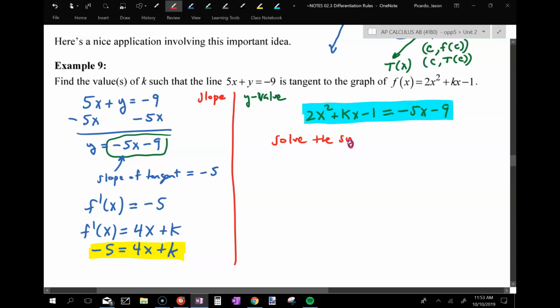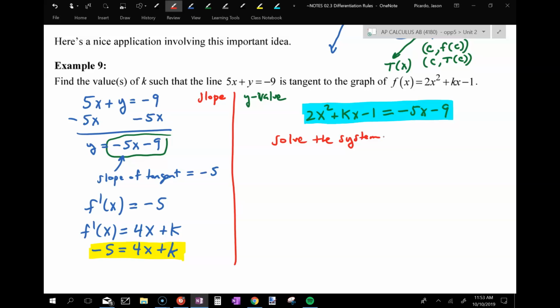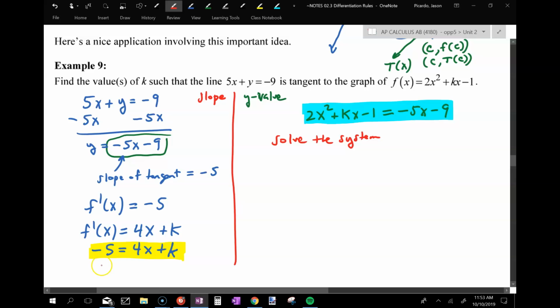Why can't you move the 4x to the other side and get that equal to k? That's precisely one of the things I'm going to do right now. Yeah, you're right on the button. So k equals -5 minus 4x, right? So I'm going to take that and bring it. Actually, you know what? Let's make it even easier. I like your idea, but I got a better one.